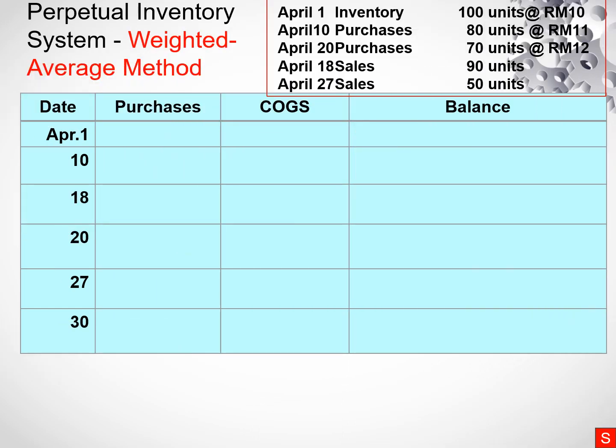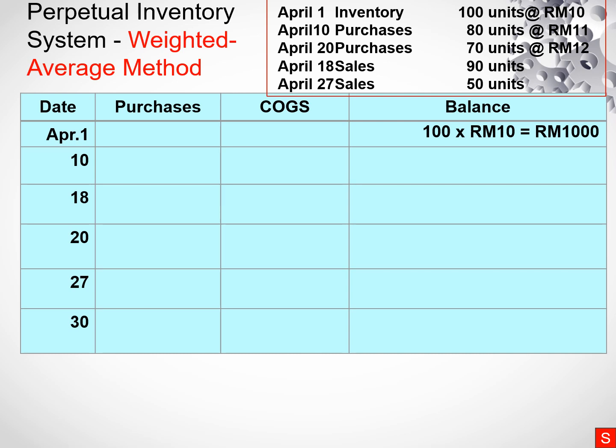Perpetual inventory system, weighted average method. First of all, prepare a table as per screen and write down the date in sequence. On 1st April is the beginning inventory, so write down at the balance column: 100 times 10 ringgit equals 1,000.